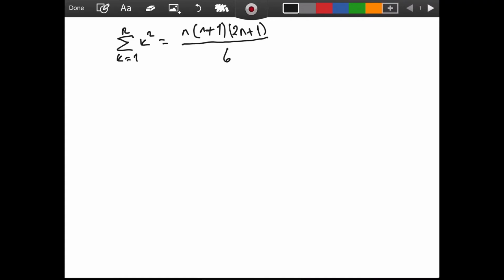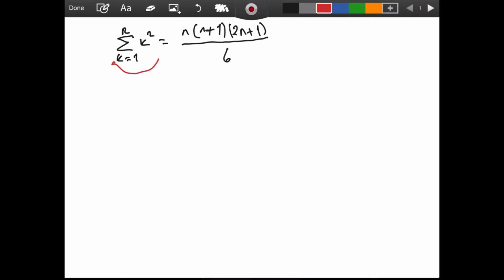Welcome everyone. Today I will prove to you the equation that you see on the board right now, which is the equation for the sum of all squares starting from 1 and going to a number n, and that is given by this formula.